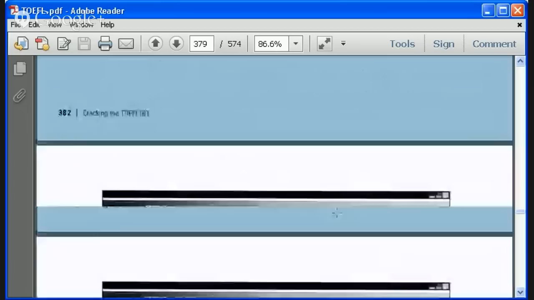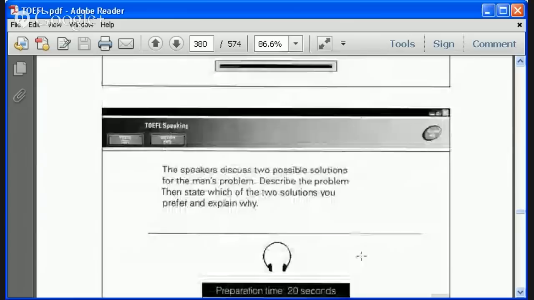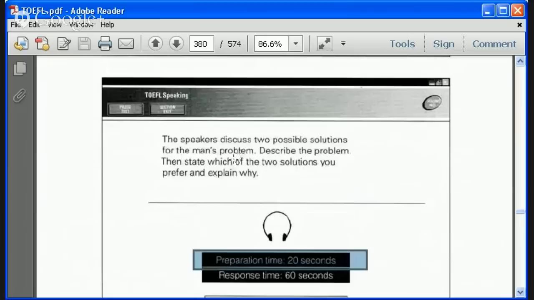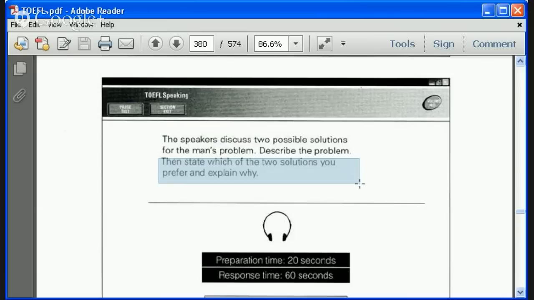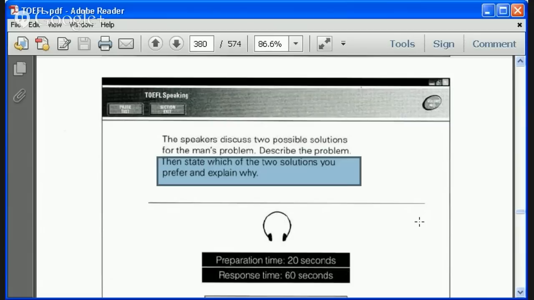Okay, you'd see this for 20 seconds. Well, no, you wouldn't. You'd see this and then preparation time, 20 seconds, response time. You would both hear and see this question. So this is the task. You need to describe what the problem is, then state which of the two solutions you prefer. And then you have to give your opinion, or you have to use supporting sentences to say why you agree.